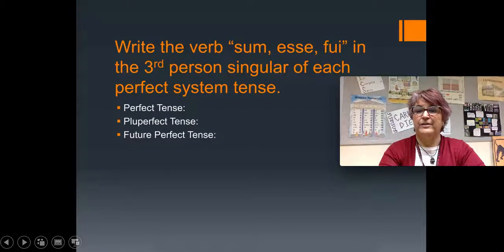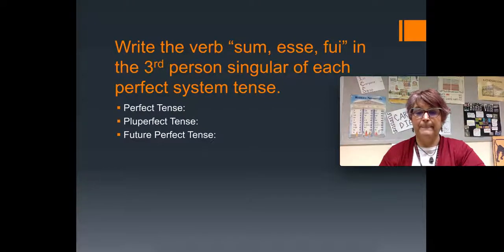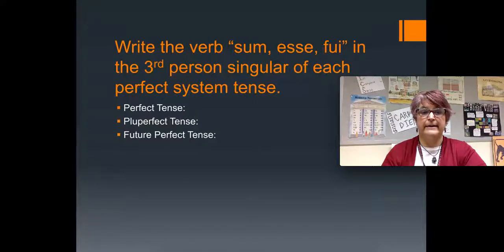So we're going to start with the irregular verb to be, which sometimes can be problematic for people simply because it is irregular. But remember that you follow the steps. So why don't you jot down on a sheet of paper what the verb to be would look like in the third person singular of each of the perfect system tenses, the perfect, the pluperfect, and the future perfect. Remember, you get the base by dropping the i of the third principal part, and then to that base you add the appropriate ending, in this case the third person singular, for each of the tenses. So you jot those down.